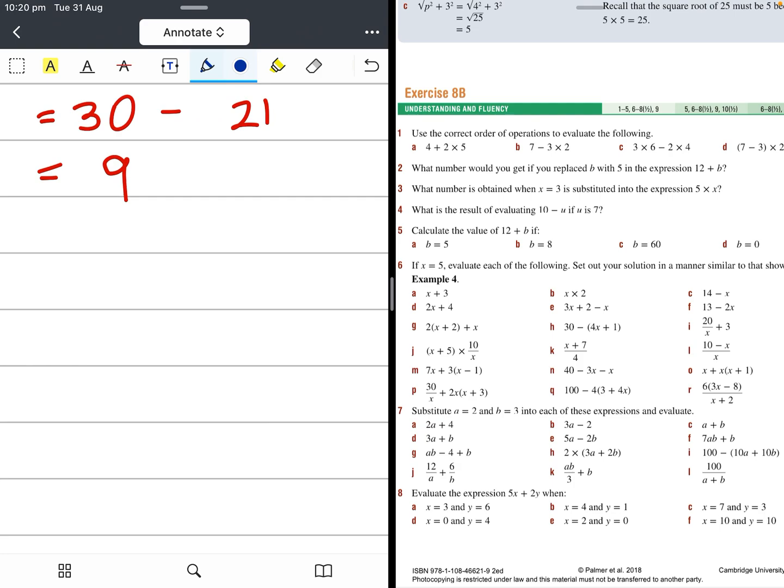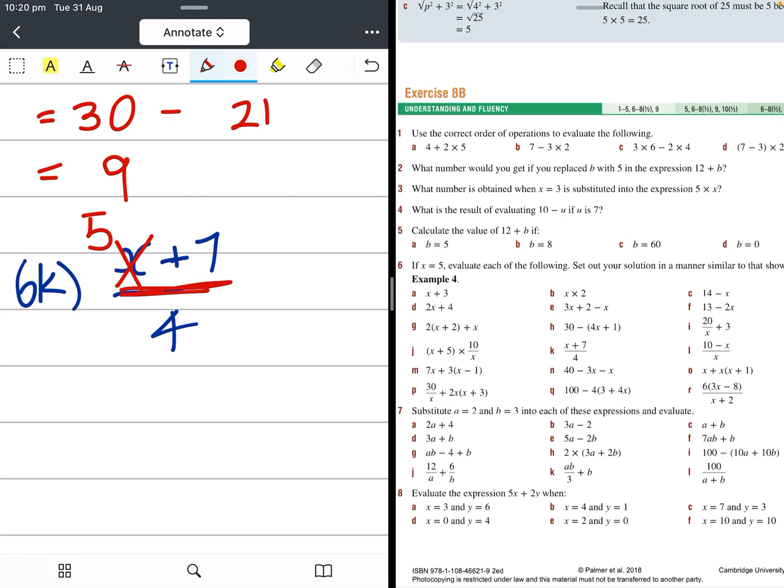Let's try K. 6K says x plus 7 over 4. Now, if you think you know what you're doing, pause the video, go and have a go. You don't have to stay watching this. You can always come back to it later if you come across one you're not sure of. So I am going to get my little trusty red out. I'm going to change my x to a 5.